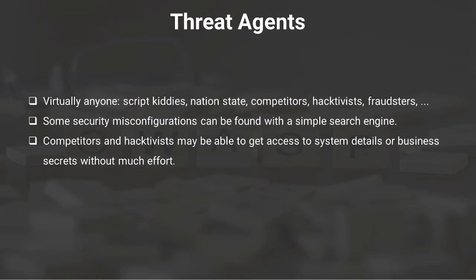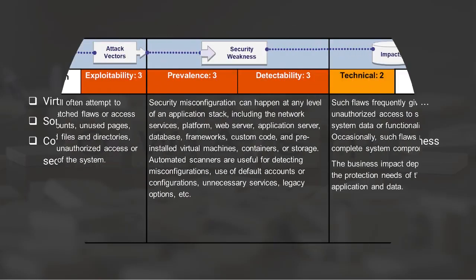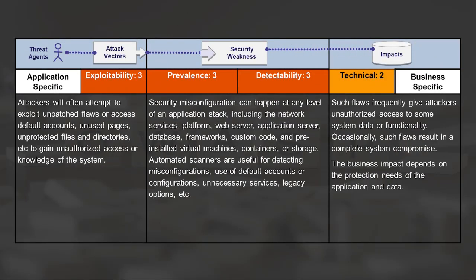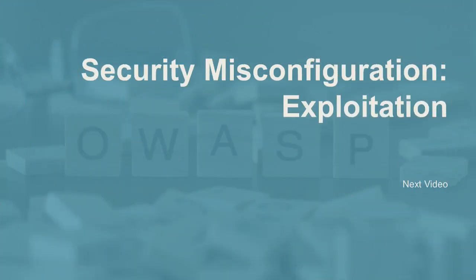Finding security misconfigurations can be done without touching the application. Using a search engine may be enough to identify exposed directories or files, such as system logs or database backups. Non-tech threat agents, such as competitors or activists, may follow this approach to get access to your system details or business secrets without much effort. You'll find this table in OWASP Top 10. Pause the video and take your time to carefully read it. In the next part, we will review some security misconfigurations in our target application found in previous sessions while exploiting other vulnerabilities.